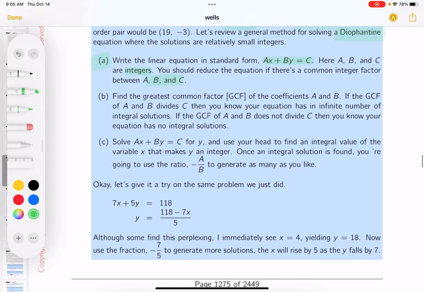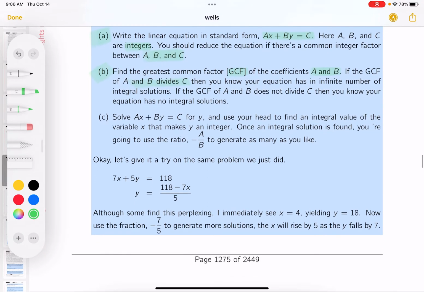Okay, next up, B. And we'll go through an example. Find the greatest common factor of the coefficients in A and B. If the GCF of A and B divides C, then you know your equation has an infinite number of integral solutions, and that's good news, by the way. If the GCF of A and B does not divide C, then you know your equation has no integral solutions.